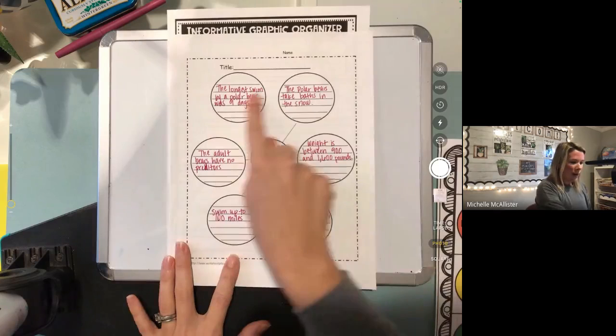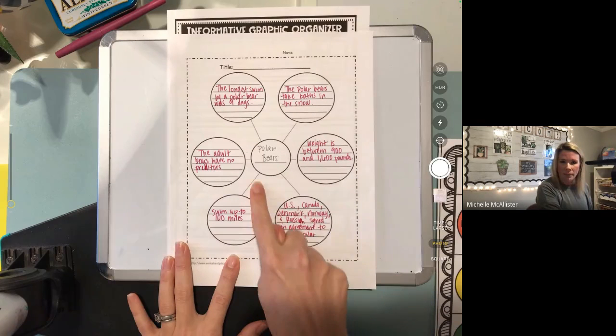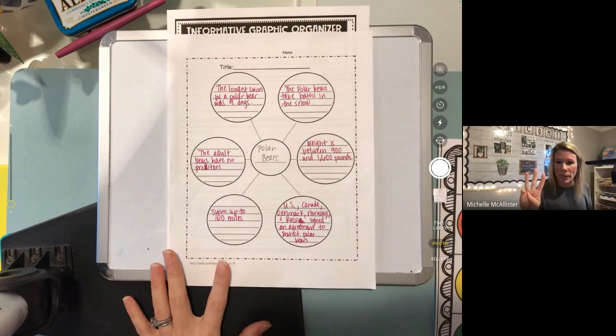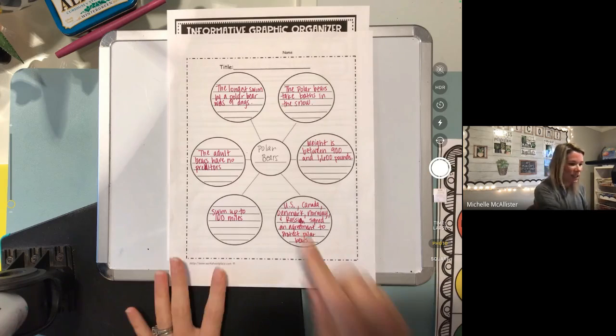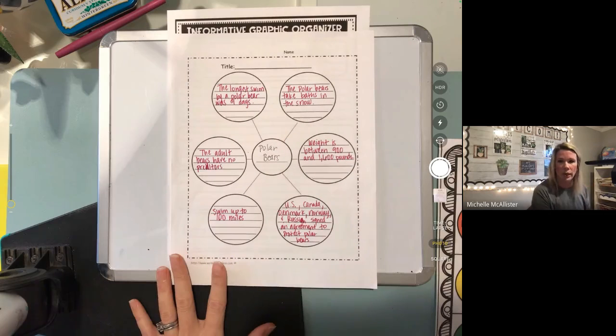I'm going to go over my facts that we came up with together, okay? And then I'm going to pick 3 people to tell me which fact we should include in our writing, okay? Because we only need to do 3 of these. We don't need to do all of them, just 3.